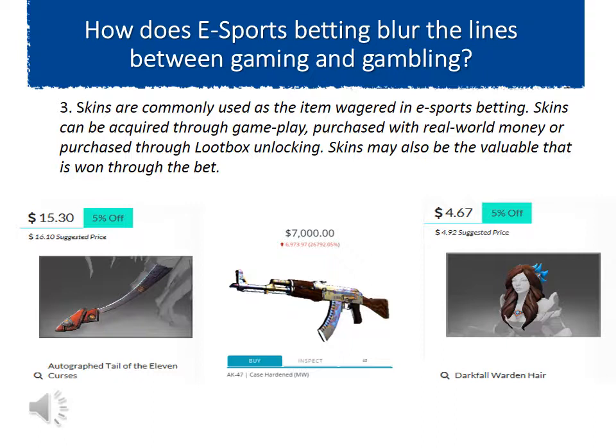Lastly, skins can be acquired through loot boxes, which we've already reviewed. When you pay to open a loot box, you don't know what's inside, which makes it a gambling activity. The skin that you purchase through the loot box can then be used to bet. Therefore, skins and skin betting within esports blurs the lines between gaming and gambling.